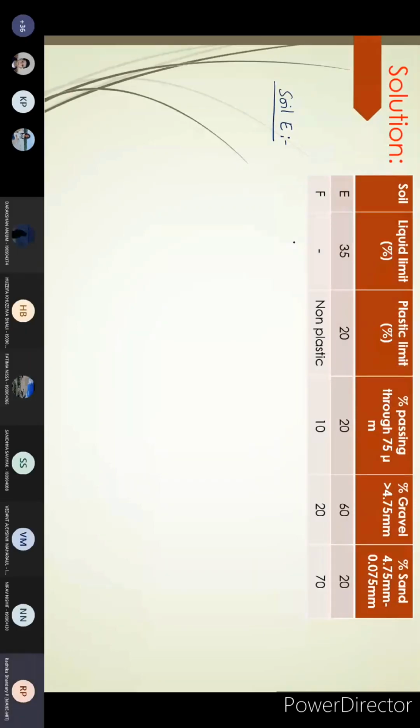Okay, soil E. It has liquid limit 35%, plastic limit 20%, percentage passing 75 micron is 20%. Gravel, that is more than 4.75 mm, is 60%, and sand is 20%. So is it coarse grained or fine grained soil?